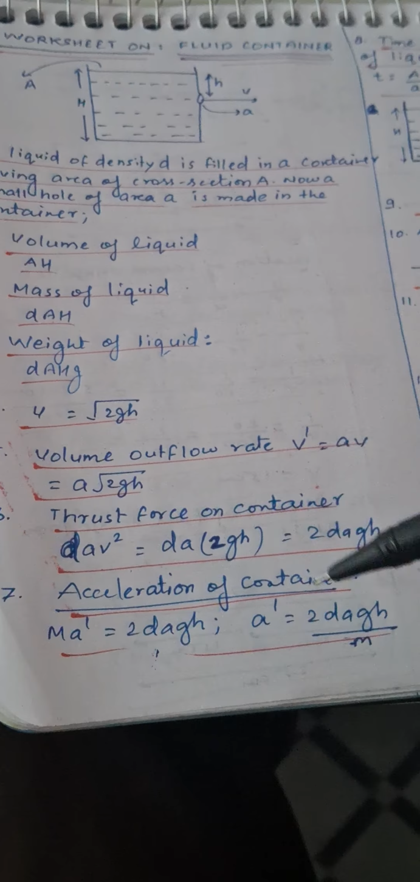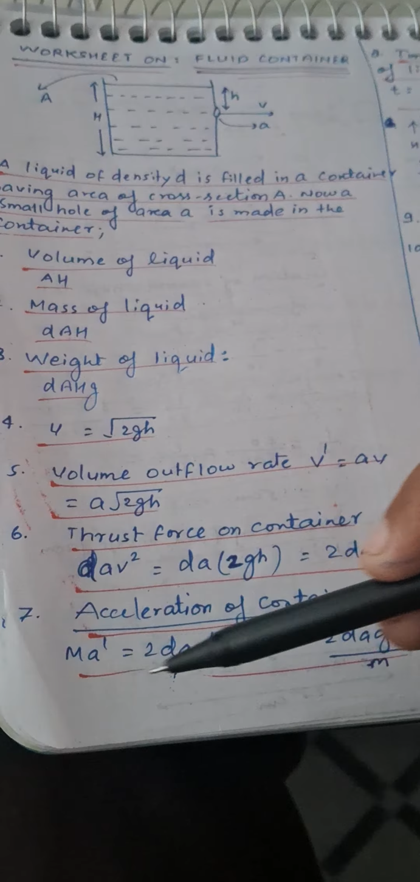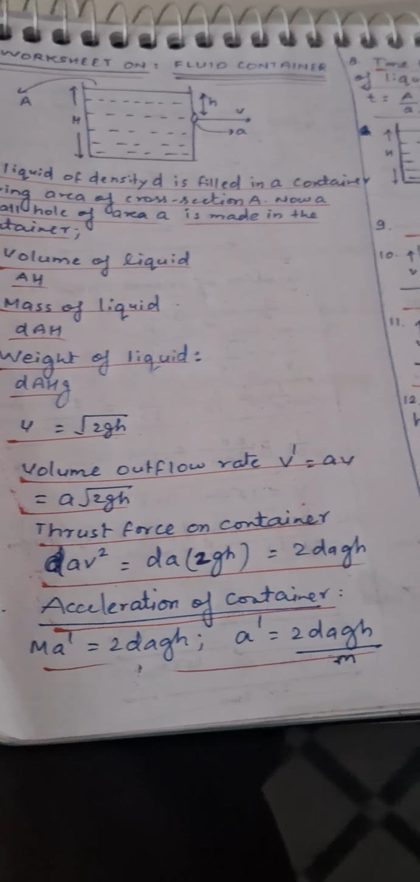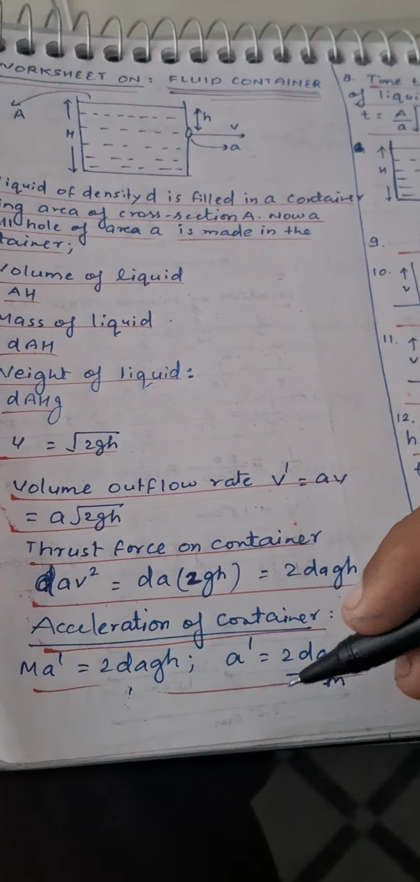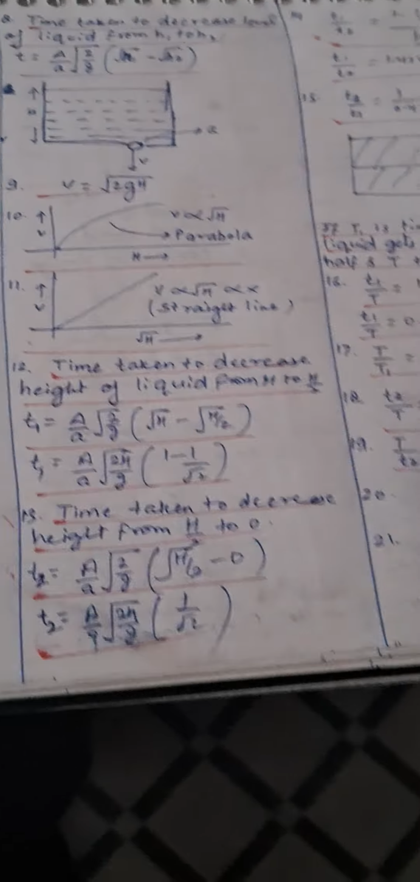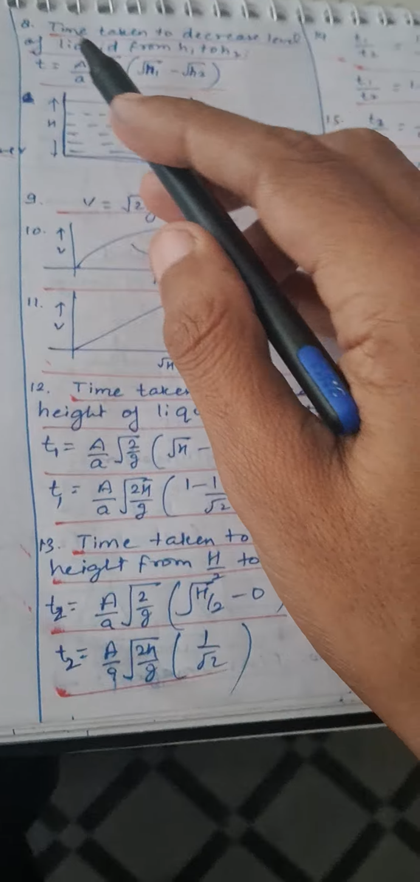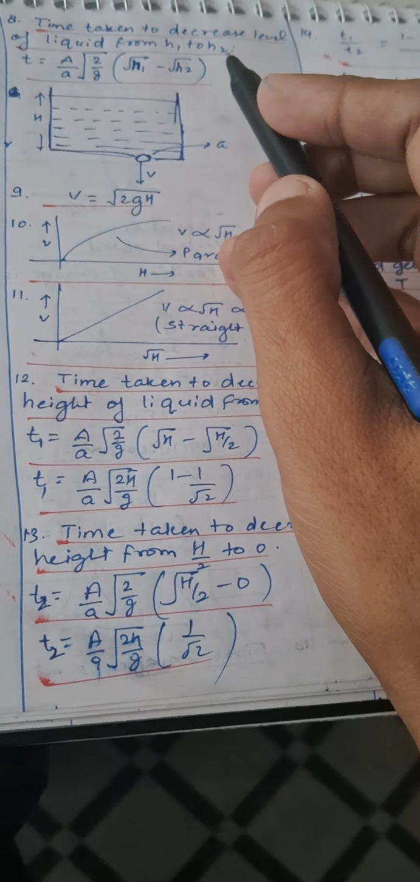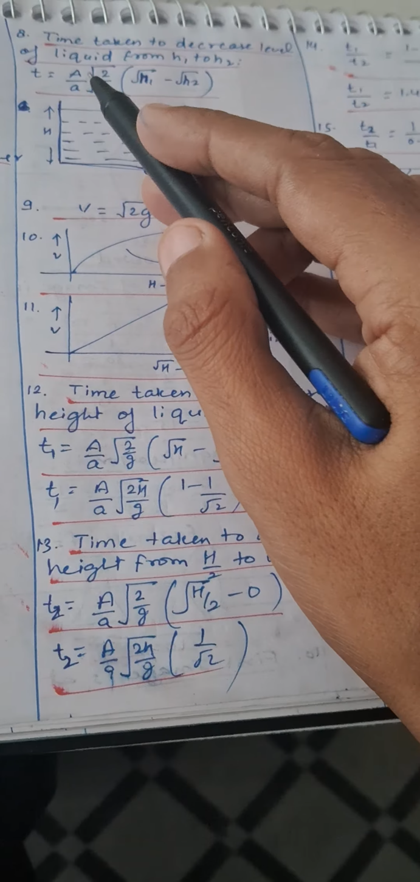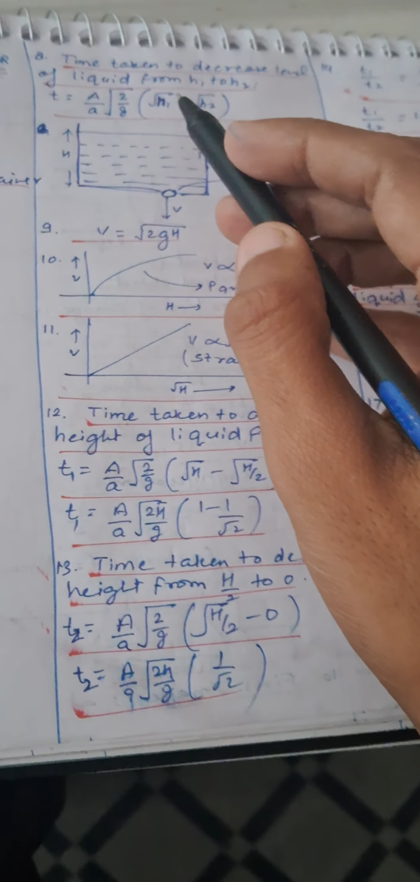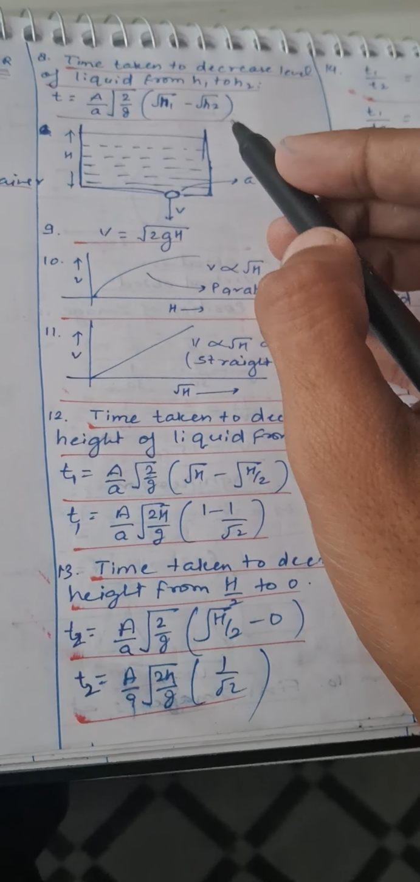Then acceleration of the container. So force is equal to mass into acceleration. That gives MA dash is 2dagh, from where we can calculate A dash as 2dagh by M. Now there is a question on time taken to decrease level of liquid from h1 to h2. So the time is capital A by small a root over 2 by g into root h1 minus root h2.